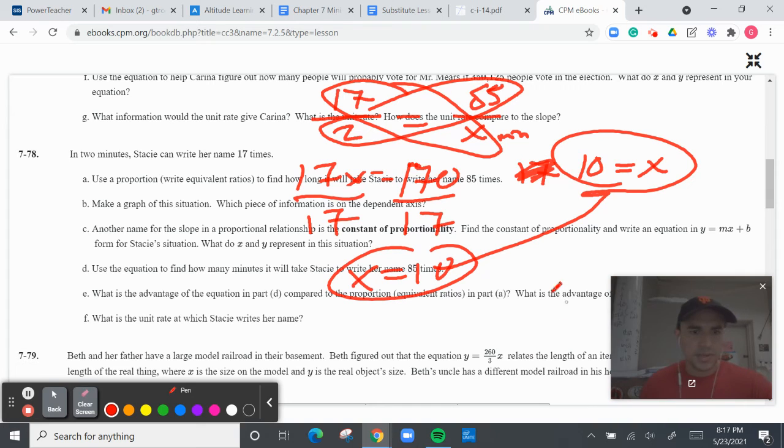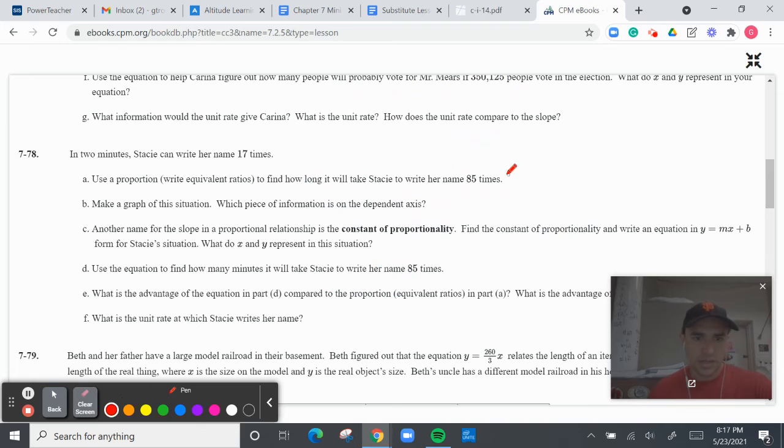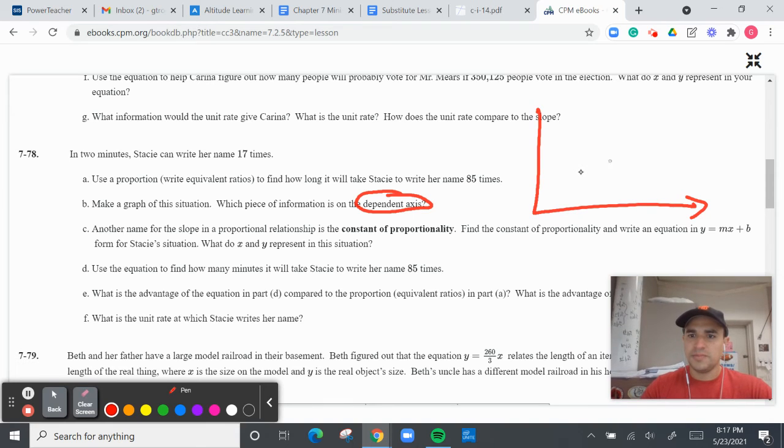Right there. Make a graph of this situation. What piece of information is on the dependent axis? So one thing you need to know, dependent. So there's a graph here. One depends on the other. Why? I think of it like a stick. A stick depends on something to keep it stable. So this depends. Why? Or else it's going to fall over left or right.